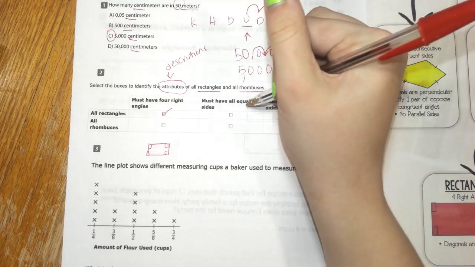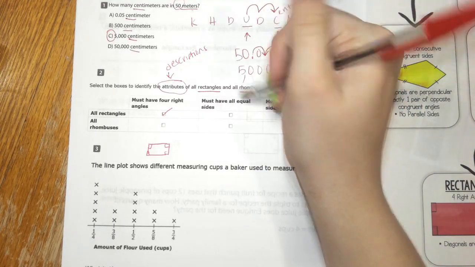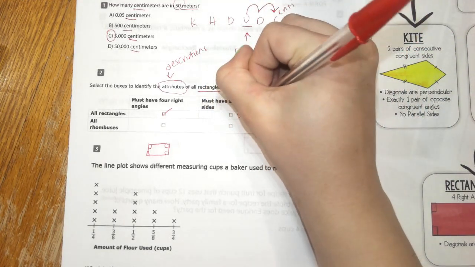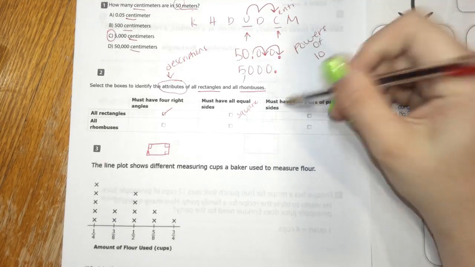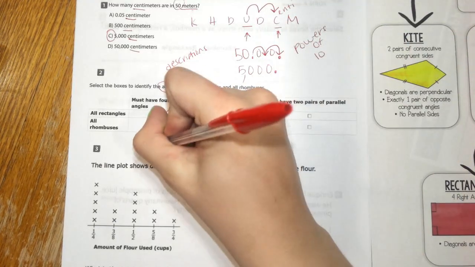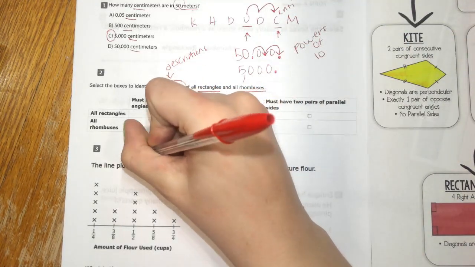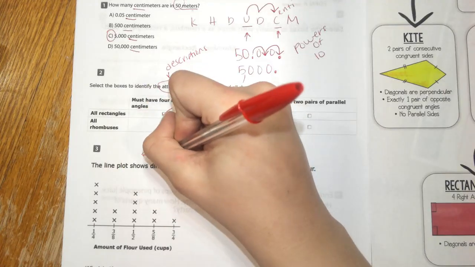Does a rectangle have to have all equal sides? No, that would be called a square. Does it have two sets of parallel sides? Well, yeah, these two are parallel because they will never touch going this way.